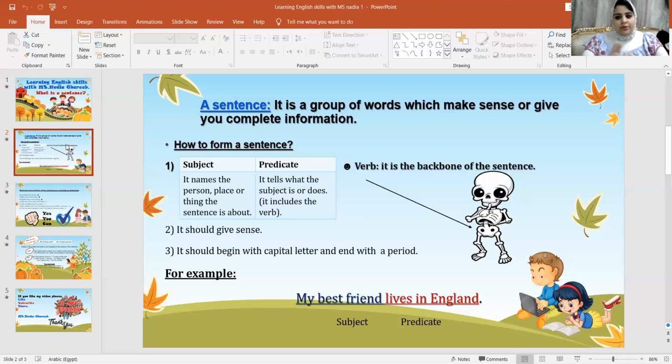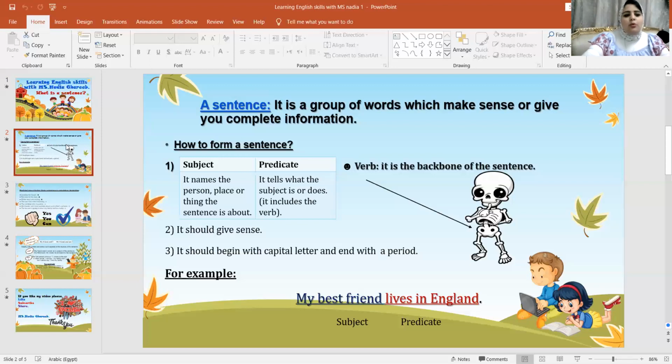So rule number 1, I already found it: the subject, the predicate, and the verb. Gives you sense? Yes, it gives me sense. So we have 2 rules here. Number 3, it should begin with a capital letter and end with a period. Where is the capital letter? My. Excellent, the M is capital. And at the end, we have the period, or the full stop. So in this sentence, we already have the 3 rules: subject, predicate, gives sense, and the punctuation marks, beginning with a capital letter and ending with a period.